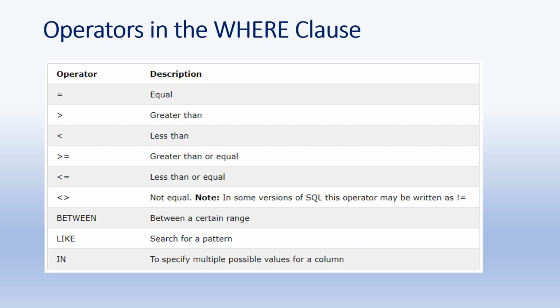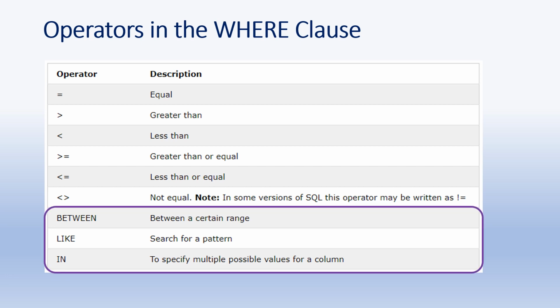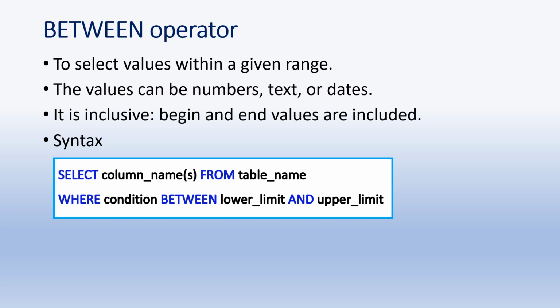There are a few operators in the where clause that we used previously. We have equal, greater than, less than, and so on. For this lab, we are going to use between, like, and in. So the between operator is used to select values within a given range. The values can be numbers, text, or dates. It is inclusive. The beginning and end values are included.